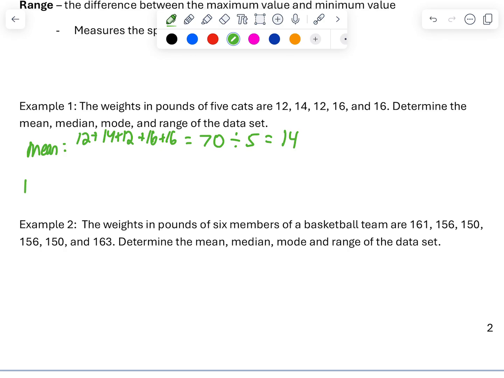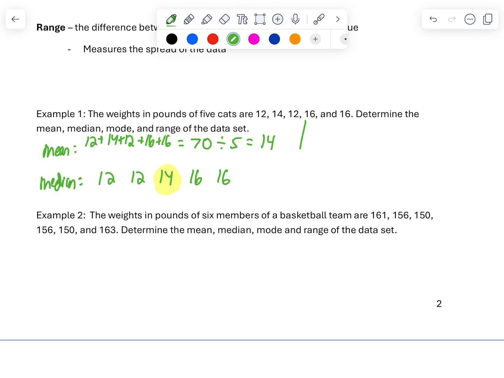Okay, for the median, really important that we put the numbers in order from least to greatest. If you have a number that's repeated, you do in fact want to rewrite that twice or 3 times or however many times you have it. So there's the numbers in order from least to greatest. Notice we have an odd number of numbers here, right? We have 5 numbers. So the median's pretty easy. It should stick out at you, and the median there is 14.